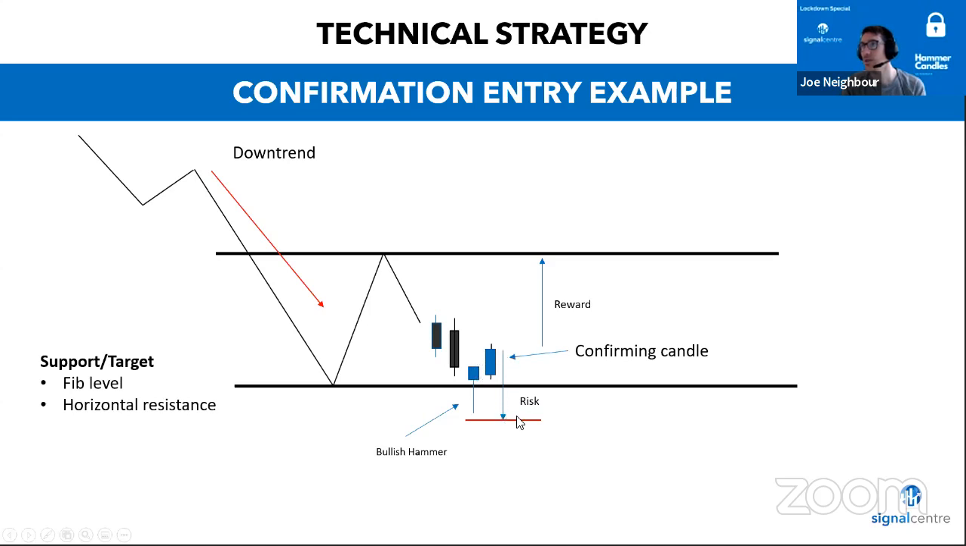So the risk is larger, and therefore the reward, if you're targeting in this instance that previous swing high, is diminished because the stop loss is that bit bigger. But as long as it's above 2 to 1, then it's still valid in my opinion. And again, apologies for that, I said resistance. That should say support.